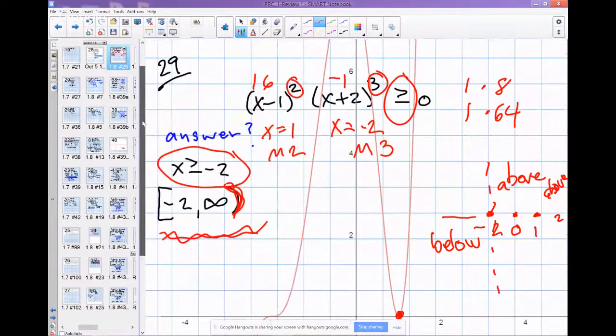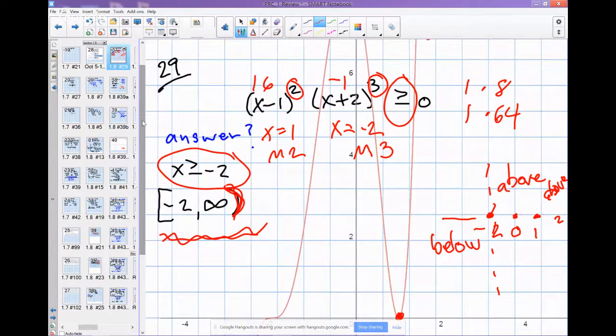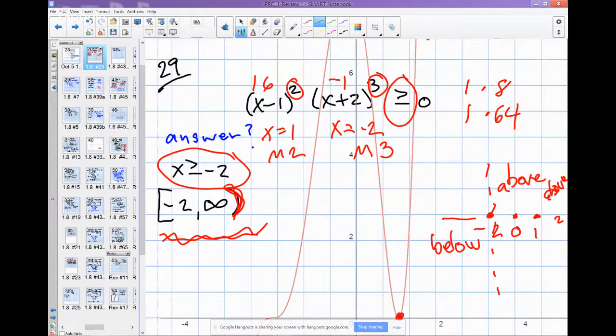I can't remember who asked about that, but that was my text message. I'm going to go to the second one now. I got a request for number 51, so I'm going to go there. Number 51.